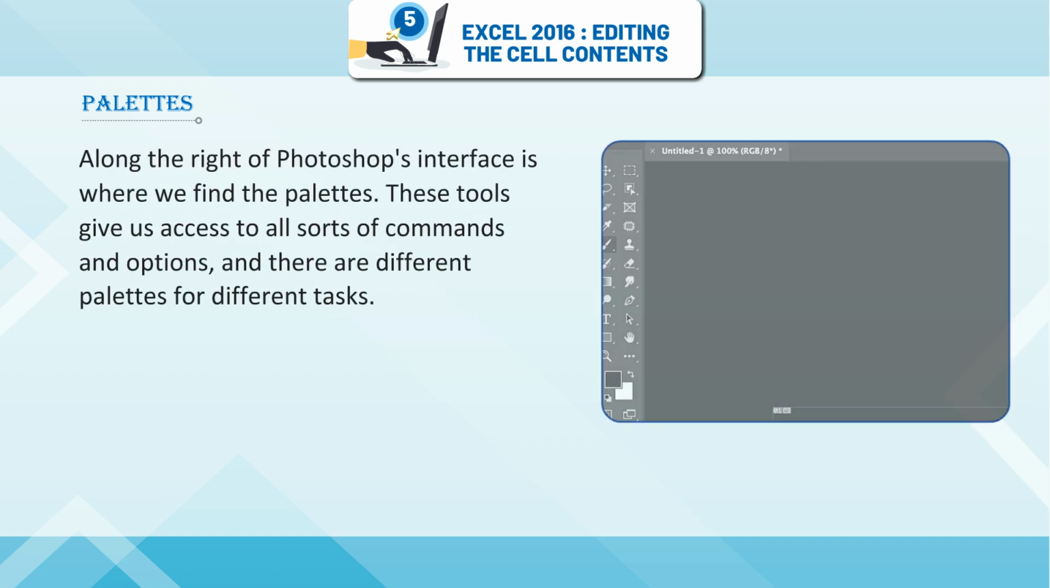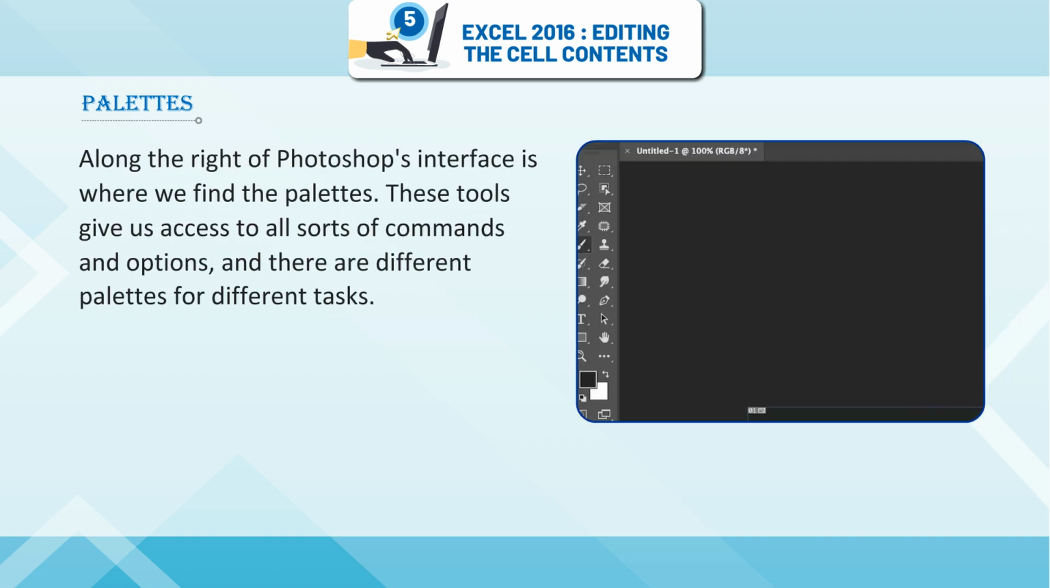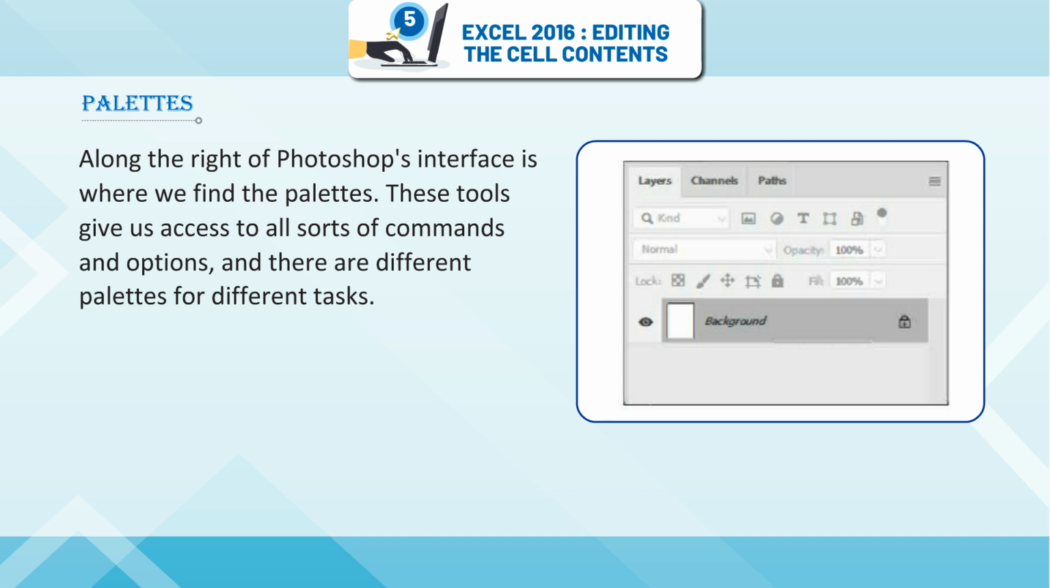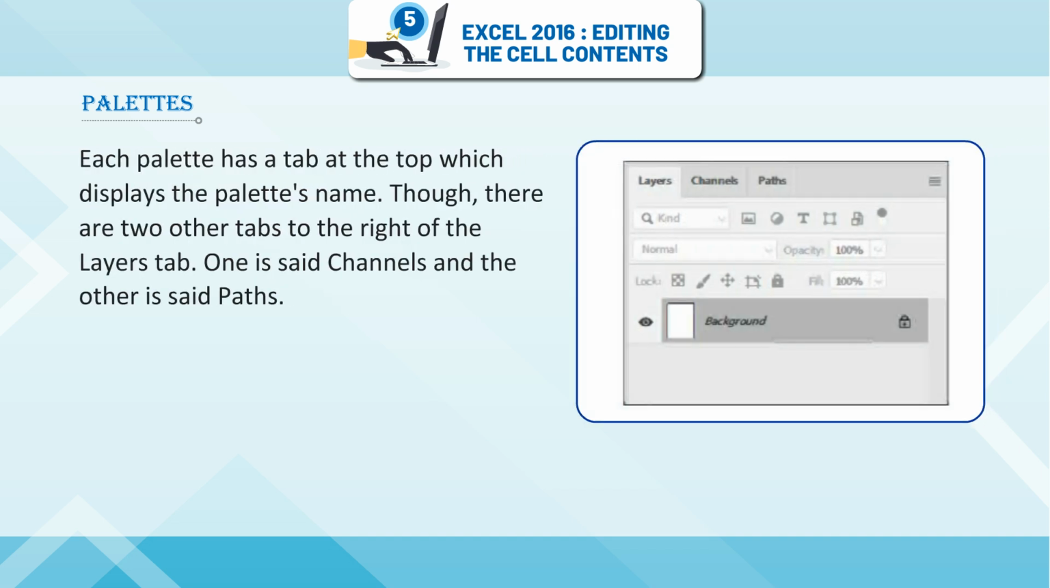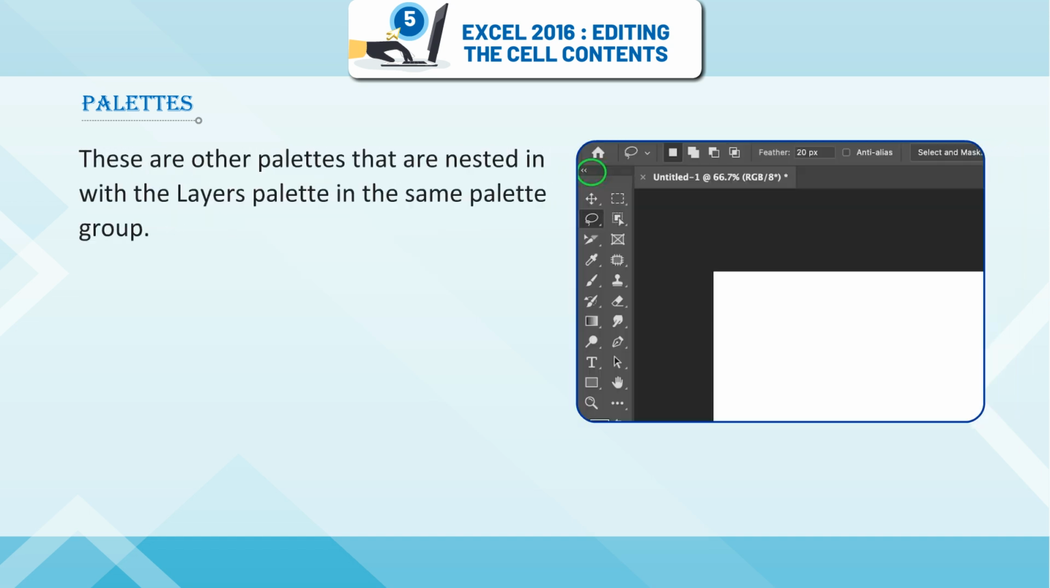Palettes. Along the right of Photoshop's interface is where we find the palettes. These tools give us access to all sorts of commands and options, and there are different palettes for different tasks. Each palette has a tab at the top which displays the palette's name. Though there are two other tabs to the right of the Layers tab. One is Channels and the other is Paths. These are other palettes that are nested in with the Layers palette in the same palette group.